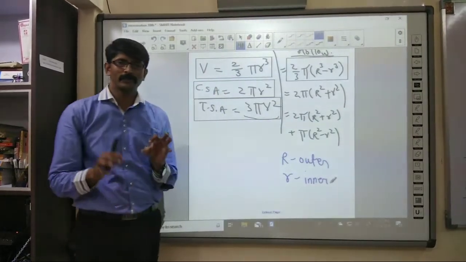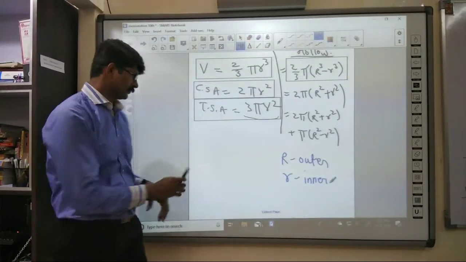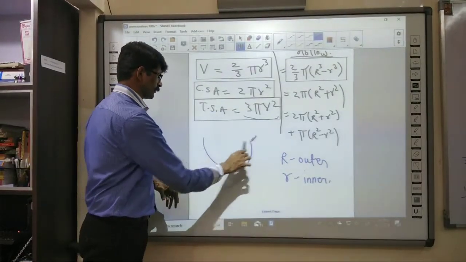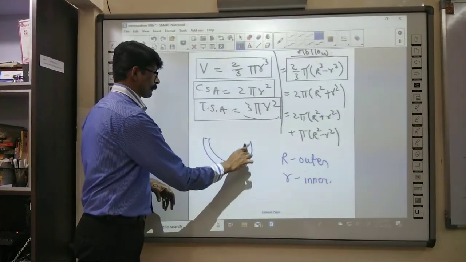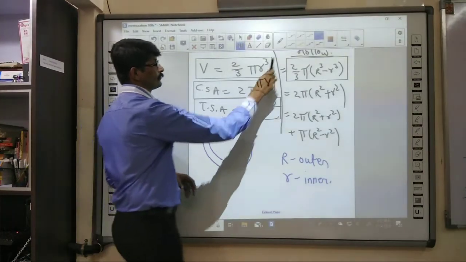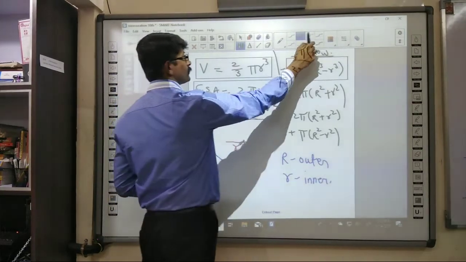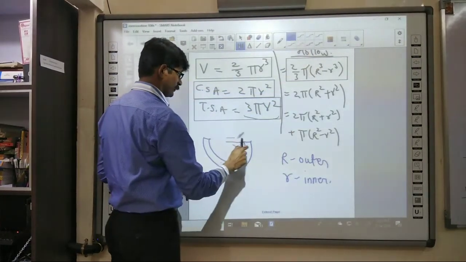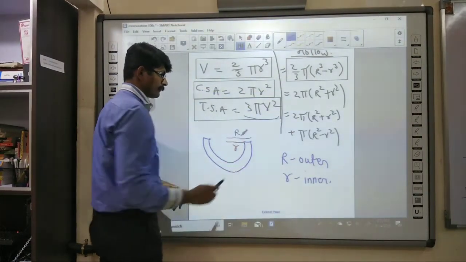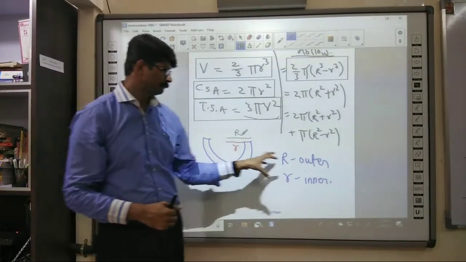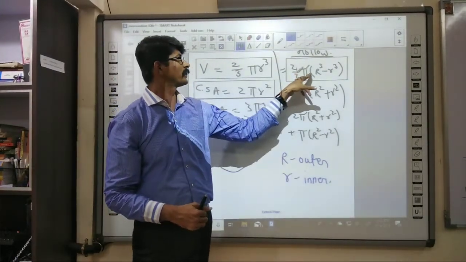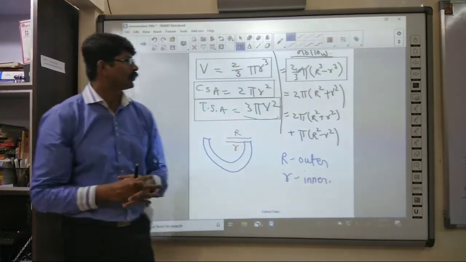I hope you understand. Now the inner radius of the hemisphere is going to be something like this. So this is the inner radius. Look at this. And the outer radius is going to be something like this. This is the outer radius. I hope you understood. So 2/3 pi (R cube minus r cube).